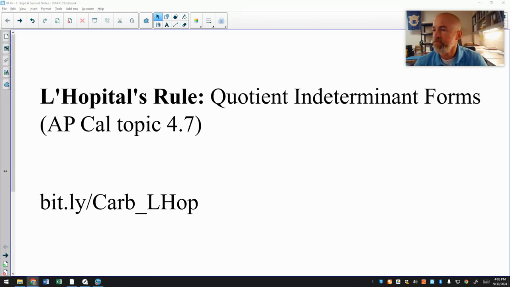Hello there. In this video, we're going to talk about L'Hopital's rule and specifically the quotient indeterminate forms only. This is the AP Calculus topic 4.7, if that matters to you.